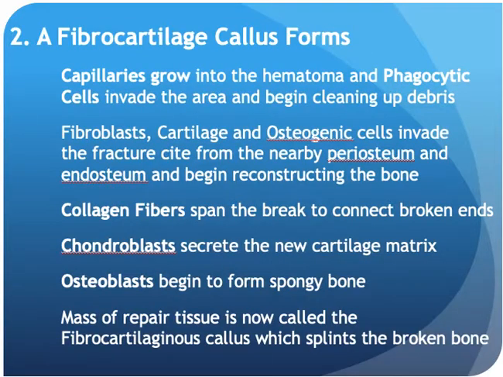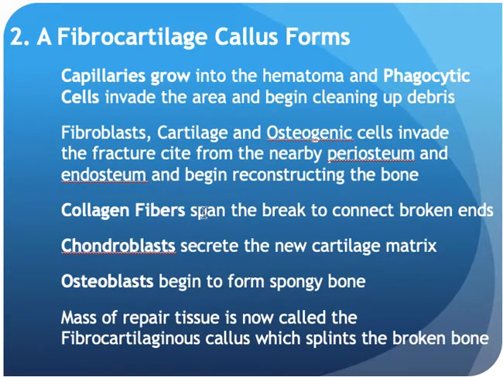So that's number one. Number two is a fibrocartilage callus is going to form, and again, it's very similar to how we grow bones, where we first fix everything with cartilage, and then we replace it with bone. Okay, so capillaries grow into the hematoma, and phagocytic cells invade the area and begin cleaning up debris. A lot of debris when you have a lot of injury, where there's a lot of bleeding. Fibroblasts, cartilage, and osteogenic cells invade the fracture site from the nearby periosteum and endosteum, and at this point they start to reconstruct the bone.